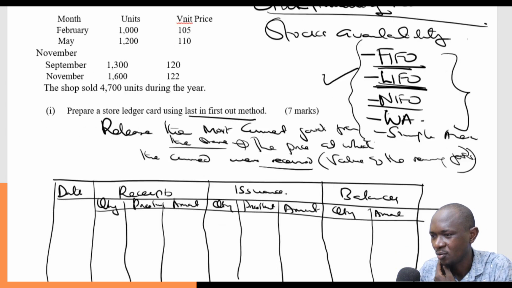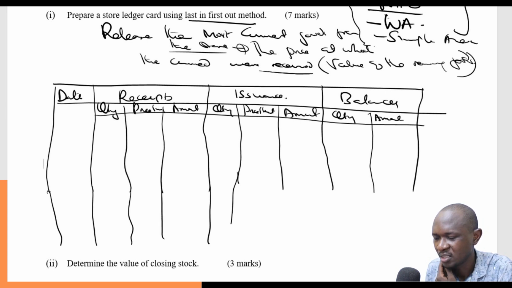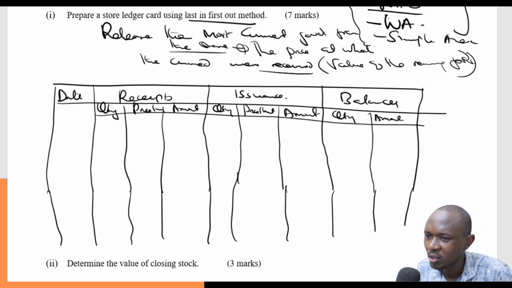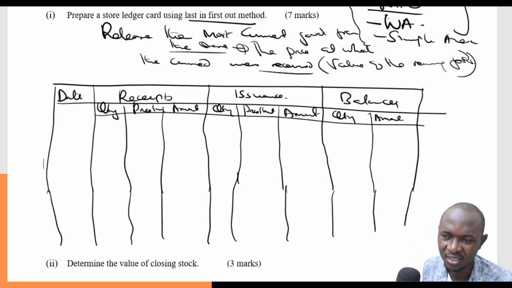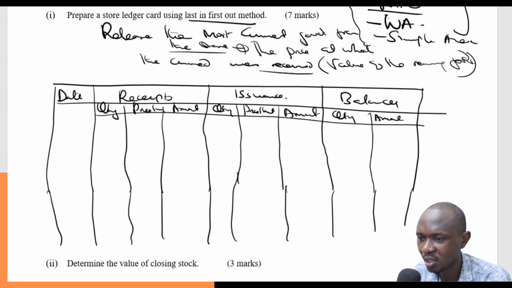That's basically how a store's ledger looks. Very simple, with all those columns. You just need to understand how they go, and it will be very easy for you. So: date, receipts, issuance, balances. Receipts, the store receives goods. Issuance, the store releases the goods to whoever the users are, and balances is whatever remains in the store. And of course the date is when the goods were received or released.